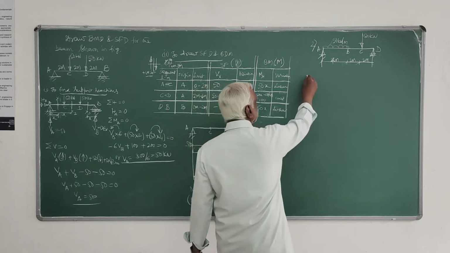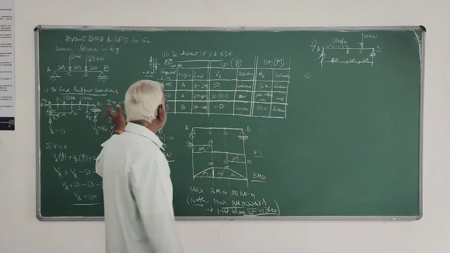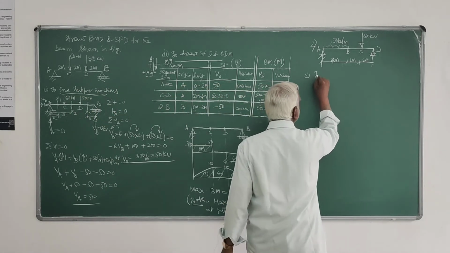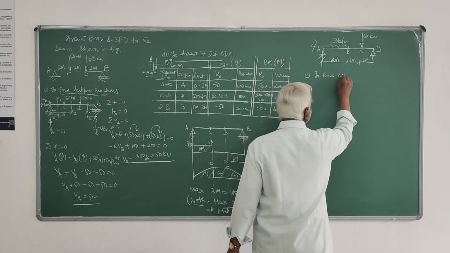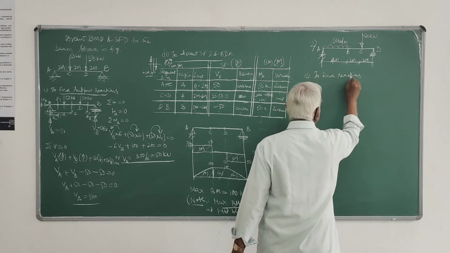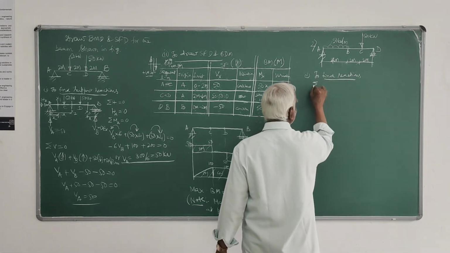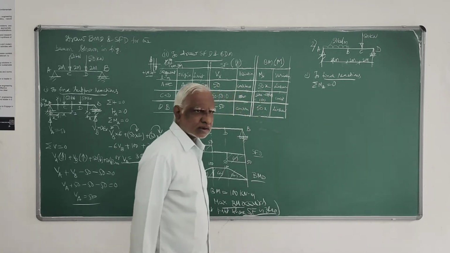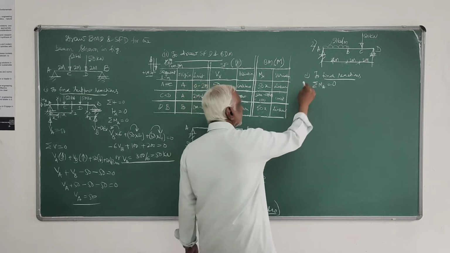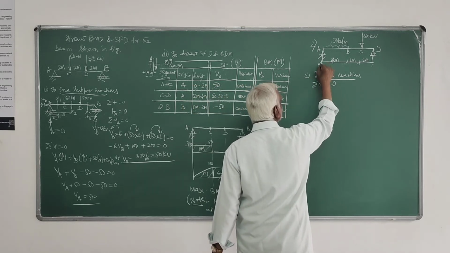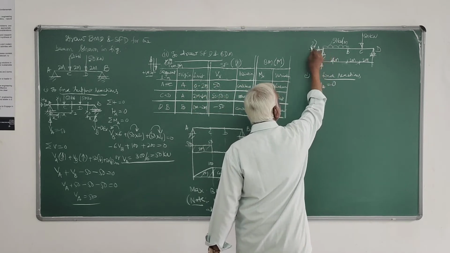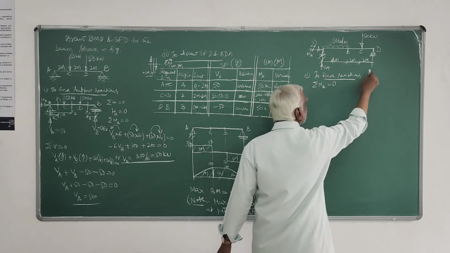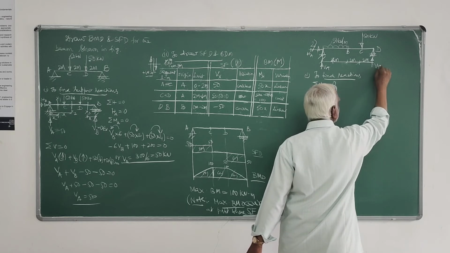So as usual, as you have done in the previous example, first find the reactions. So to find reactions, as usual, first I will apply the sum of moments of all the forces about point A equals 0. Here also you have two reactions at the hinge support, HA and VA, and because this is a roller support, you have VD.